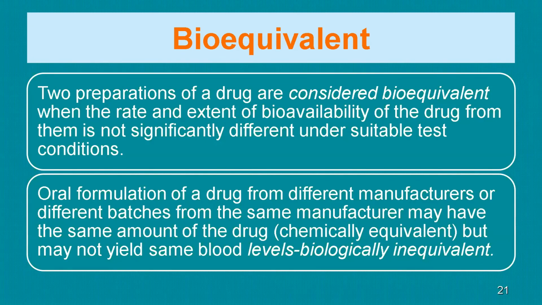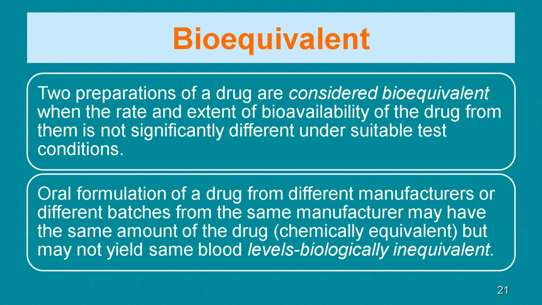Then another terminology is called bioequivalence. Two preparations of a drug are considered bioequivalent when the rate and extent of bioavailability of the drug from them are not significantly different under suitable test conditions, because two or more preparations of the same type of drug are considered bioequivalent as the milligram per ml etc. remains the same, and the rate and extent of bioavailability from them is not significantly different under suitable tests. There should not be a minimal concentration of the drug.